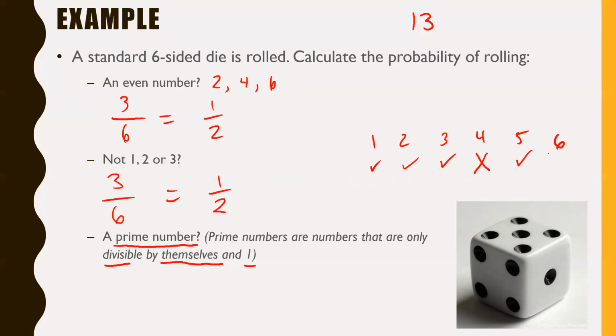And then 6, on the other hand, is definitely not a prime number because 6 could be divided by 2, but 6 could also be divided by 3. So there are several numbers now that are able to divide 6. So 6 is not a prime number.